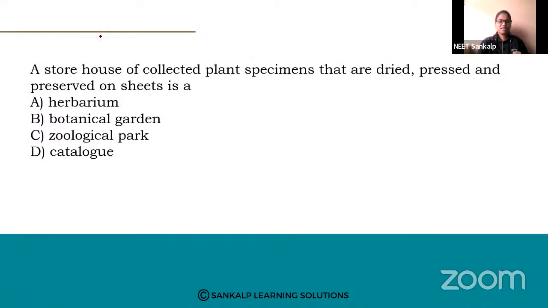Next question goes like this. A storehouse of collected plant specimens that are dried, pressed and preserved on sheets is: option A herbarium, B botanical garden, C zoological park, D catalog. Yes, I got first quick answers from Preetham, Chetana, Pavan.